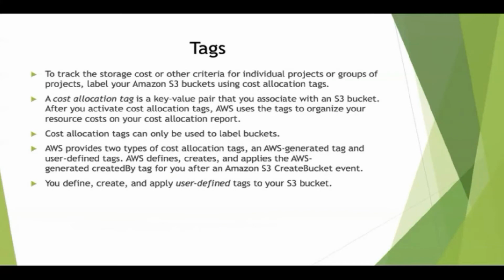So tags, we saw, are very simple. You associate a key value pair to your S3 bucket. And this is very useful in terms of cost allocation, because suppose for a particular project I want to look at what the cost for S3 was, I'll be able to look at those respective S3 buckets that I've associated this cost allocation tag with.